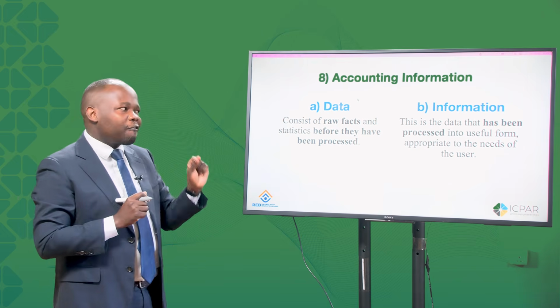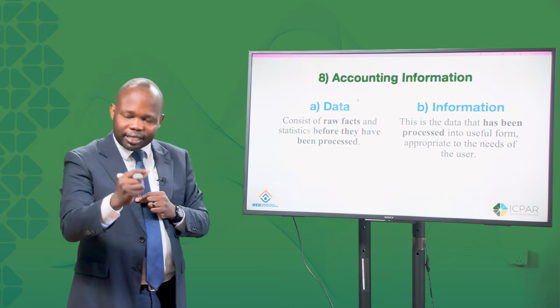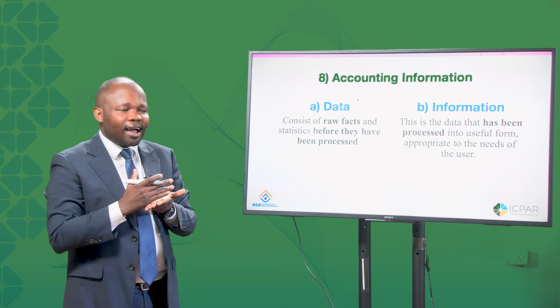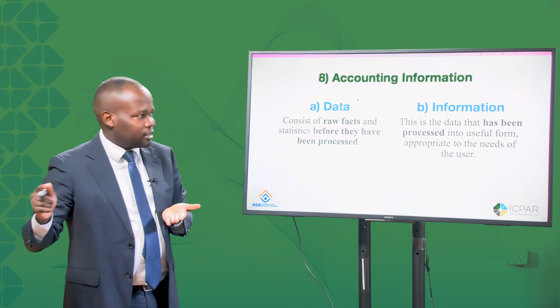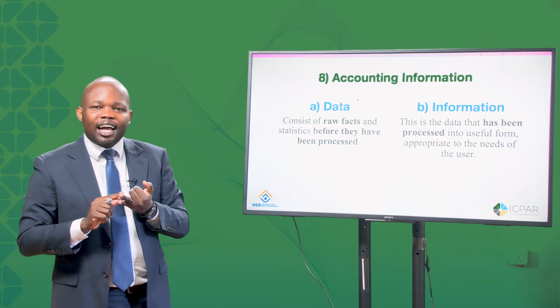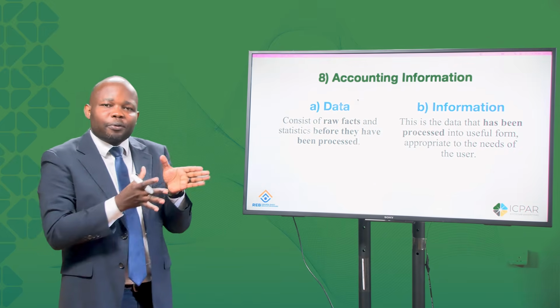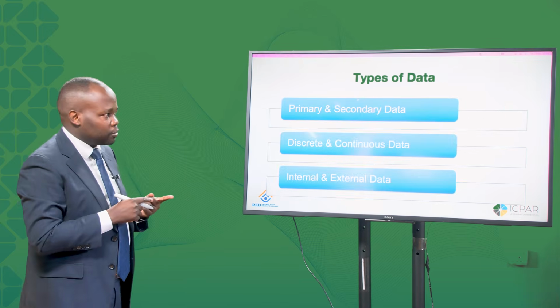Data are raw facts and figures before they have been processed. Or data are facts and figures that are unprocessed. On the other hand, information is data that has been processed. When we process data, it changes into information.